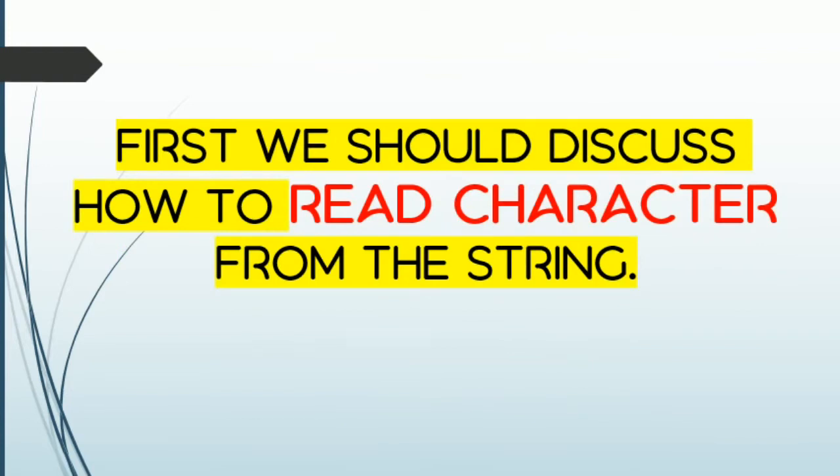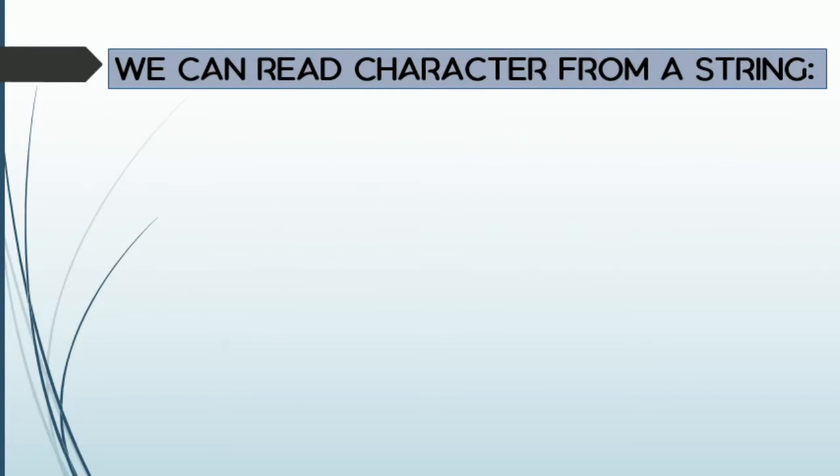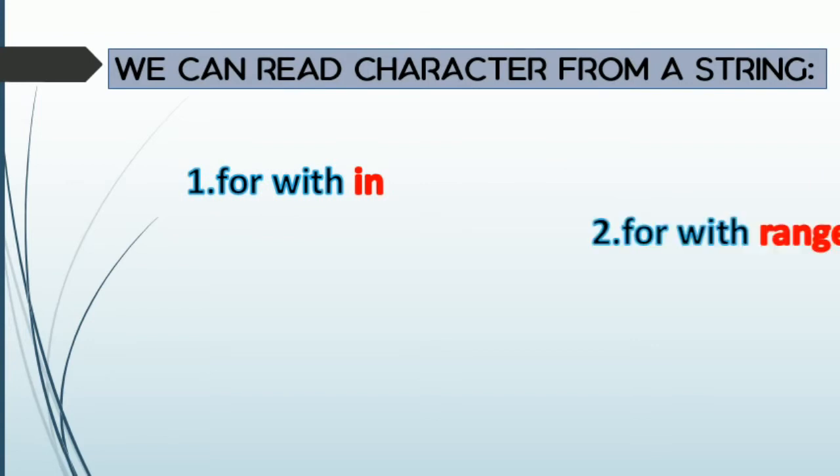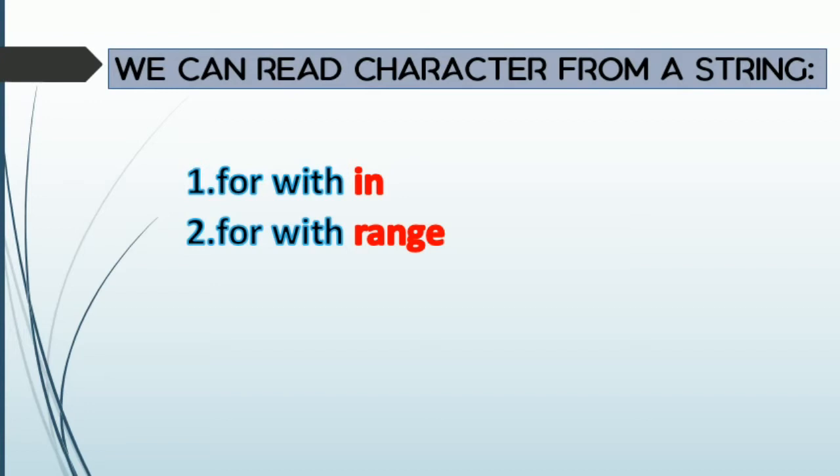For reading the characters, we need three types of loops: first, for in; second, for with range; and third, the while loop. So first we need to discuss how we are going to use these three loops. Then we will discuss how we are going to use the if conditions.